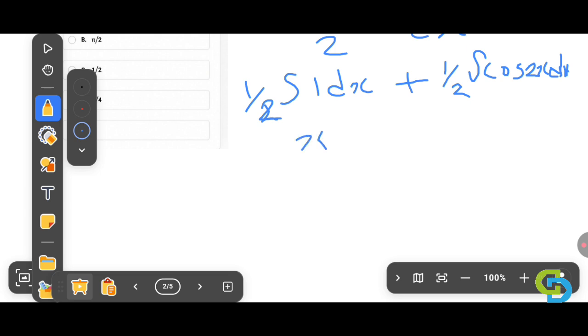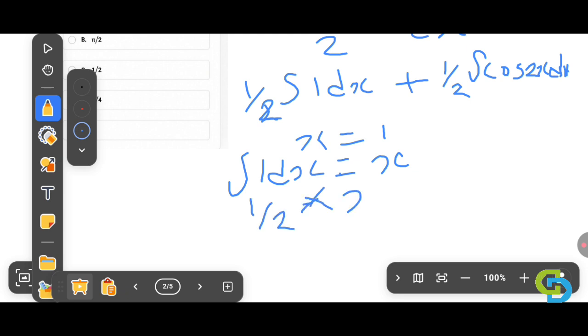Remember I said the differentiation of x equals 1. So then 1 dx is going to be equal to what? x. So the integration of 1 dx is going to give you x. Then you now multiply the 1 over 2 times this x, and we're going to have 1 over 2 x.